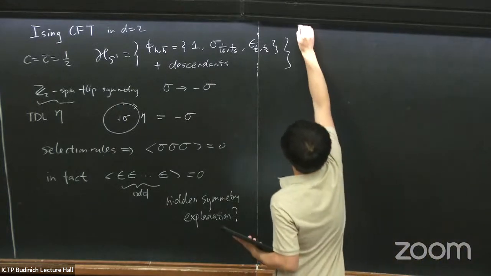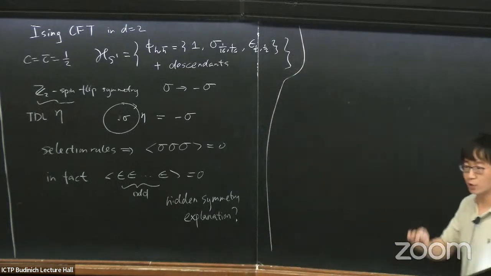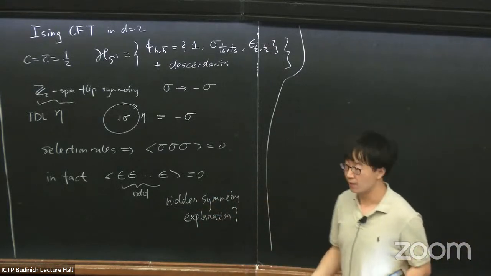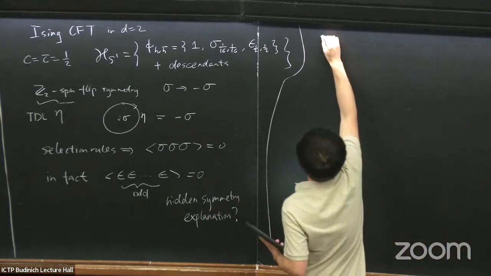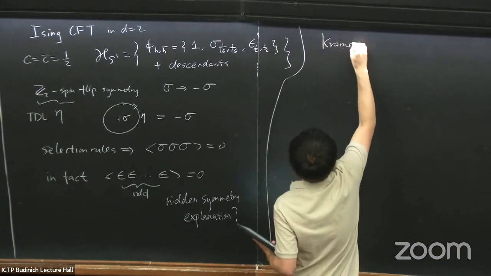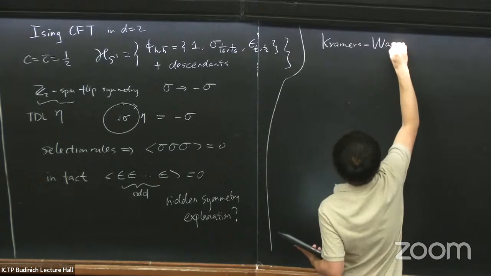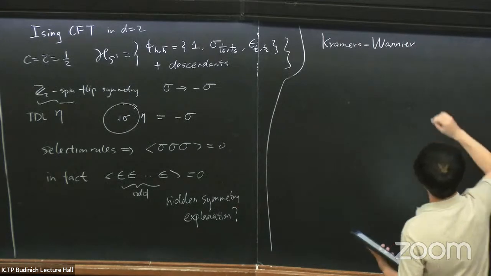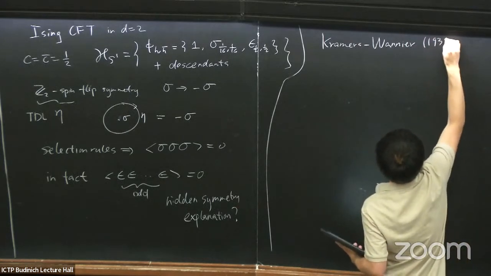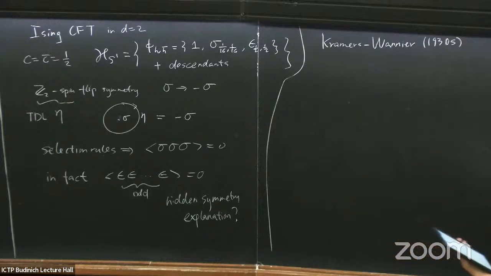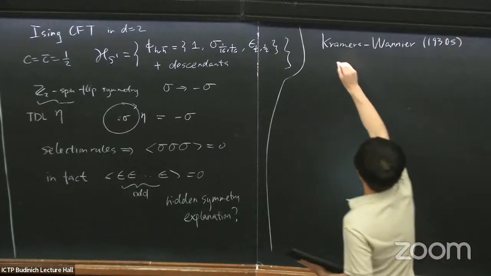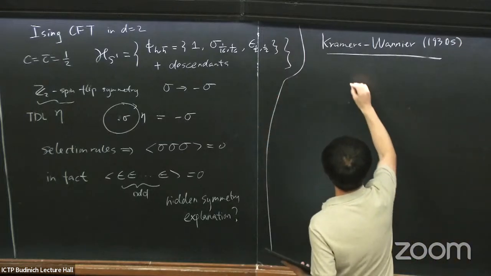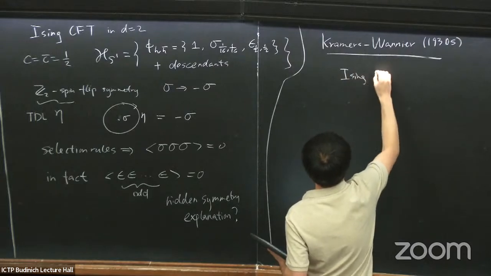Just a historical remark. This non-invertible symmetry goes all the way back to Kramers and Wannier. There's already a suggestion of such a non-invertible symmetry in this simple model since the work of Kramers and Wannier, I believe, in the 1930s. Back then, people studied a lattice version of the CFT. This is the Ising lattice model.